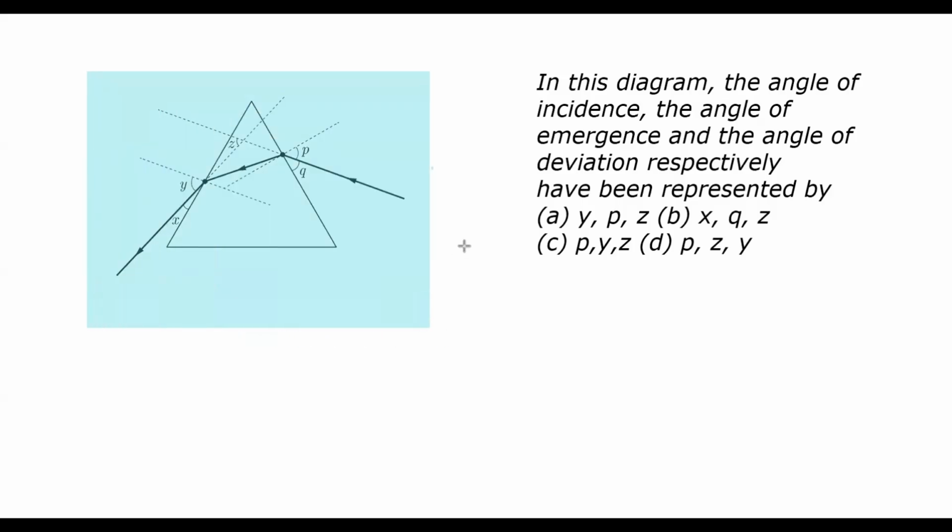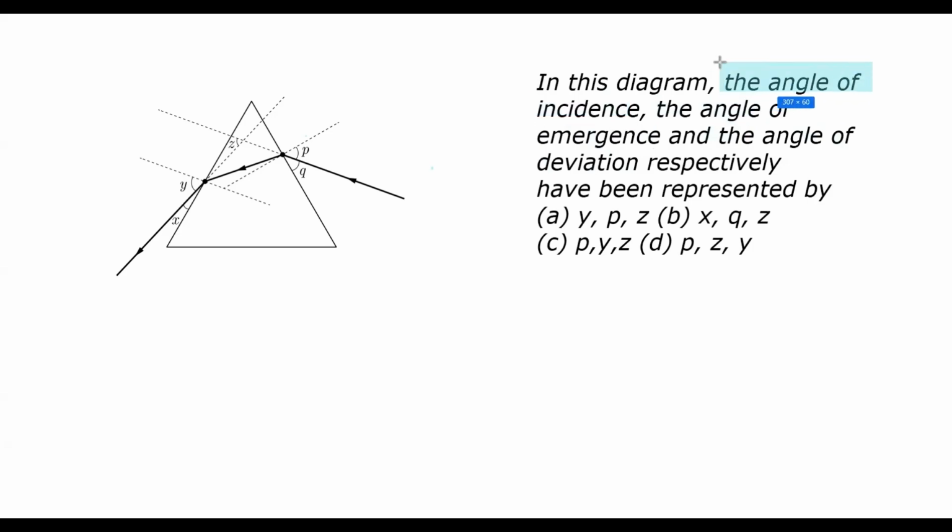Not observing the diagram properly has resulted in many of you doing this question wrong. First of all, you can see that this is a glass prism here. And in this diagram, we have to identify first the angle of incidence, next the angle of emergence, and the last, or third, the angle of deviation.